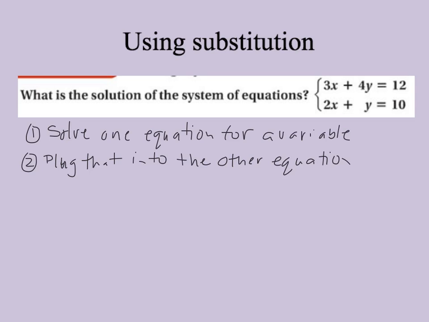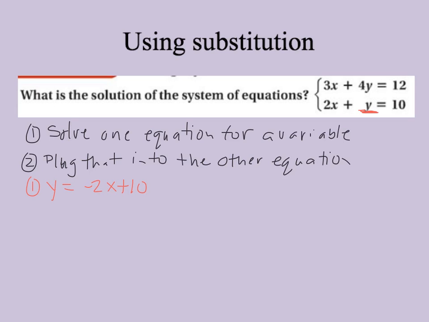When I look at these two equations, I'm going to solve the second one for this variable. The reason why is because there's no coefficient in front, so it just makes it that much easier. So if I solve that equation, that would say y is equal to negative 2x plus 10. So this is like step number 1.